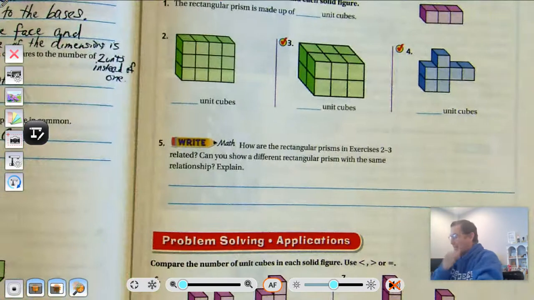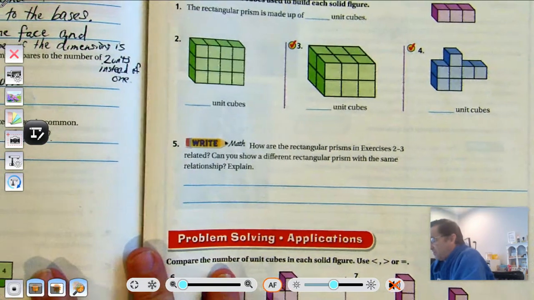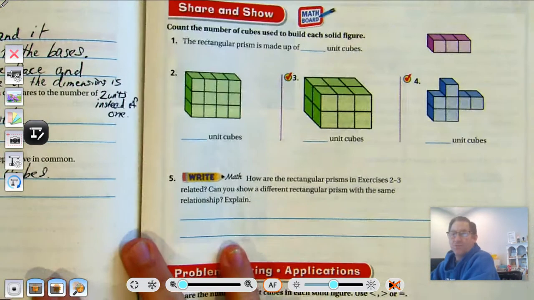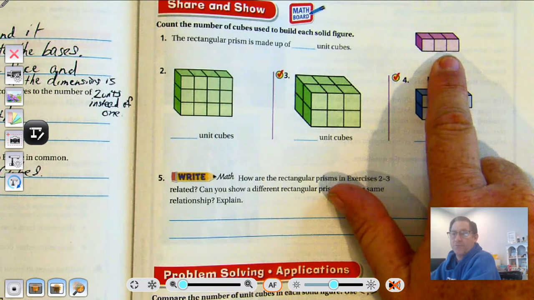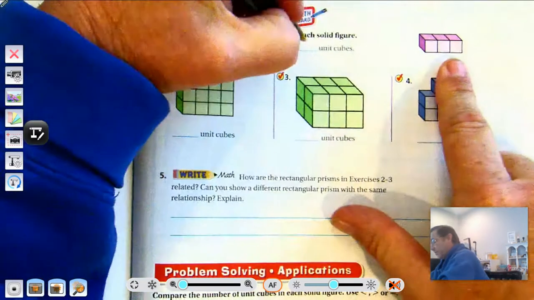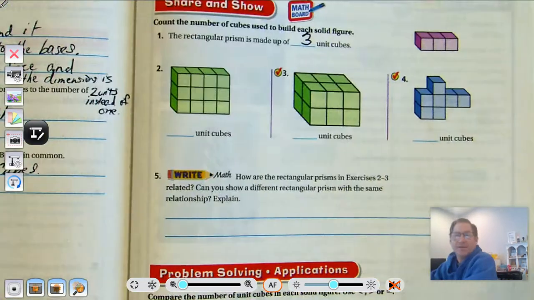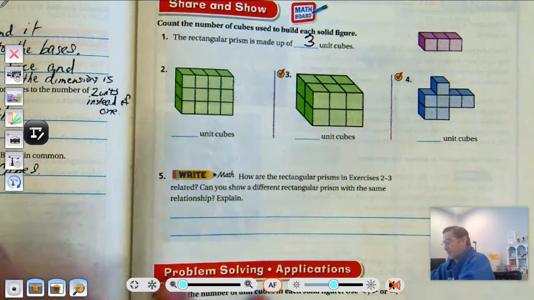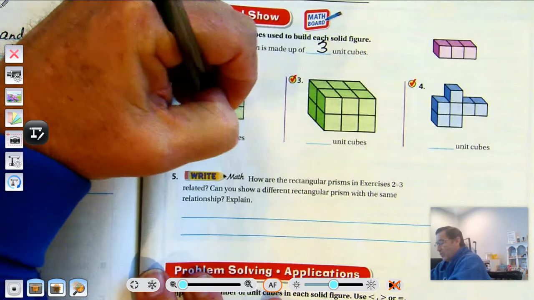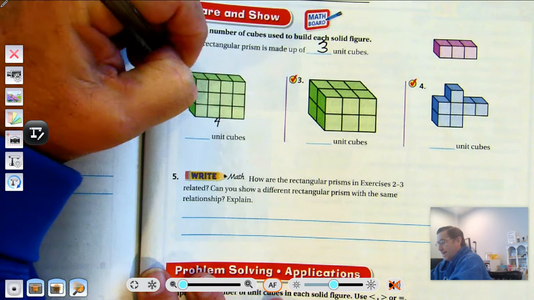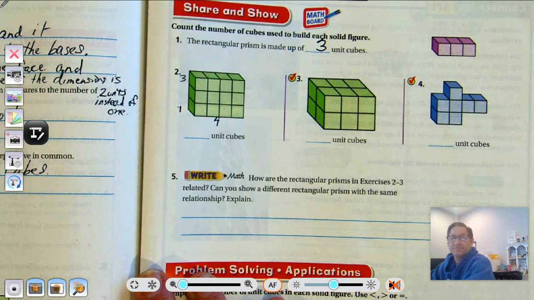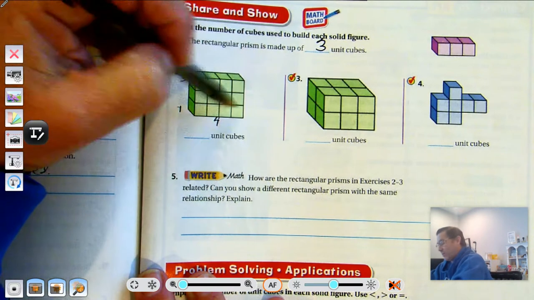All right, number one. The rectangular prism is made up of how many unit cubes? Well, it's 3 times 1 times 1, so it's only 3 unit cubes. How about number 2? Well, I see a length of 4, a width of 1, and a height of 3. That's 12. 4, 8, 12.